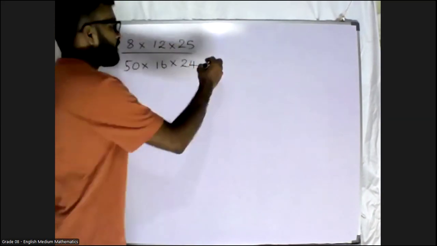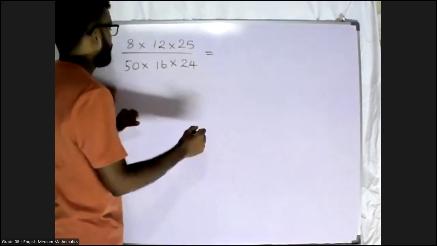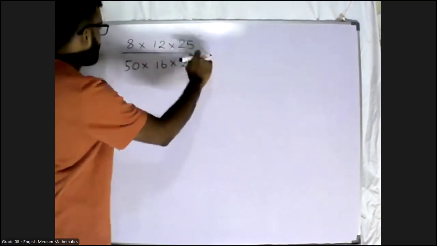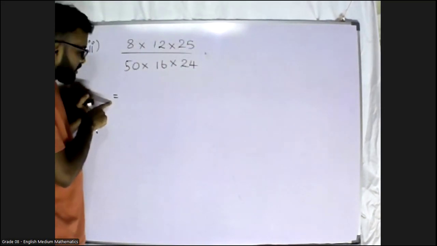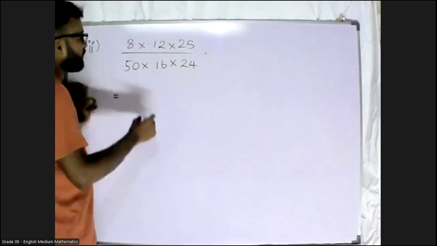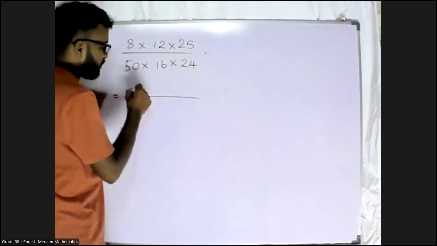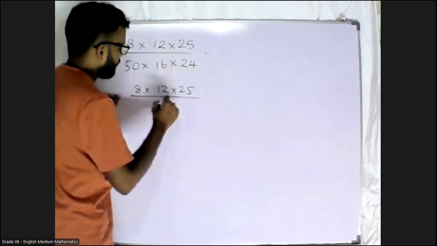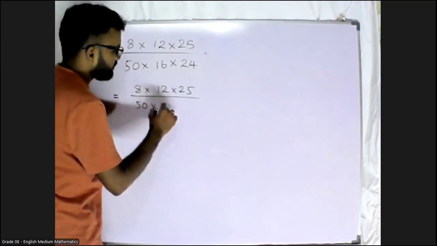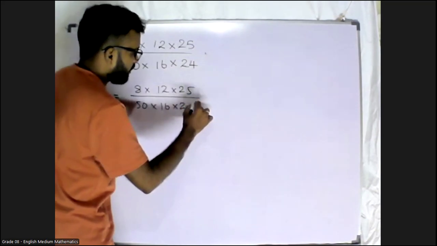Right. Look at the board. I will simplify now. Equal mark is important. Yeah, I will rewrite this so you can identify what I am doing. 25, 50, 16, 24. Right?